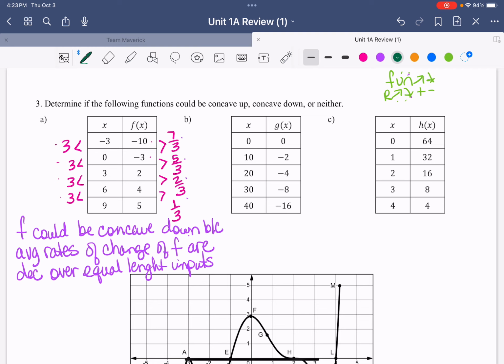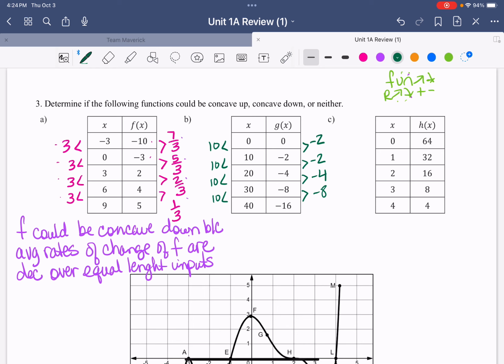Okay, so let's look at this one. I'm going to look at my differences here to make sure I have equal length inputs, and I do. Okay, so I know all the differences I find here will all be divided by 10, but I don't have to even divide it by 10 because I just want to see if it's increasing or decreasing. So -2 minus 0 is -2. -4 minus -2 is -2. -8 minus -4 is -4. And -16 minus -8 is -8.